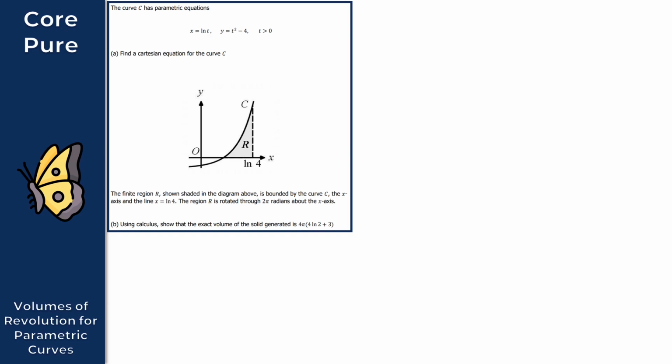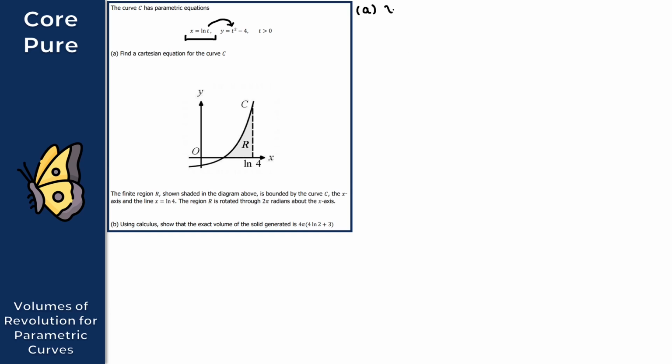So just basic A-level maths here for part A then. For part A, we're just finding a Cartesian equation for the curve C. How do we do that? Well, all I'm going to do here is rearrange this first equation and make t the subject, and then we'll substitute that into the second equation, right?